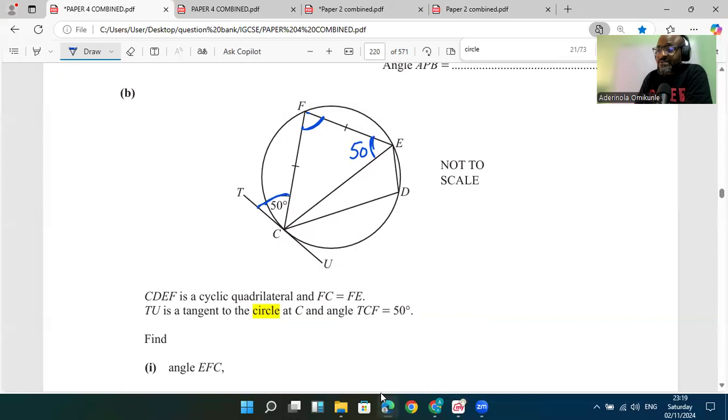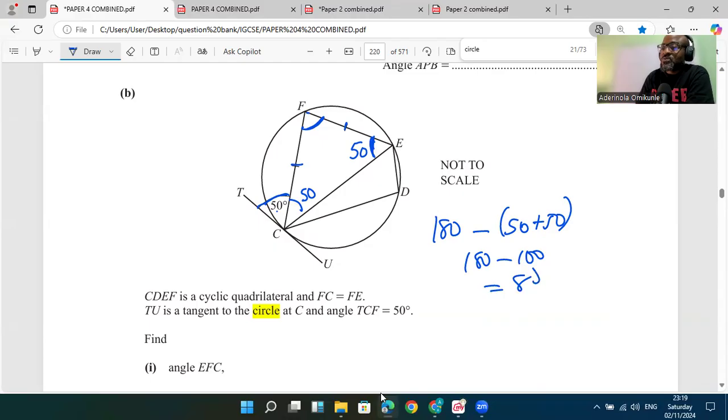So this place is 50. You can see these lines here. These lines here mean that these sides are equal, so this place is also 50. Not this 50 here, this 50 inside here, because it's an isosceles triangle. So EFC, using angles in a triangle, is just 180 minus 50 plus 50, which is 180 minus 100, which is 80. So EFC is 80. Okay, that is settled. This is 80 degrees.